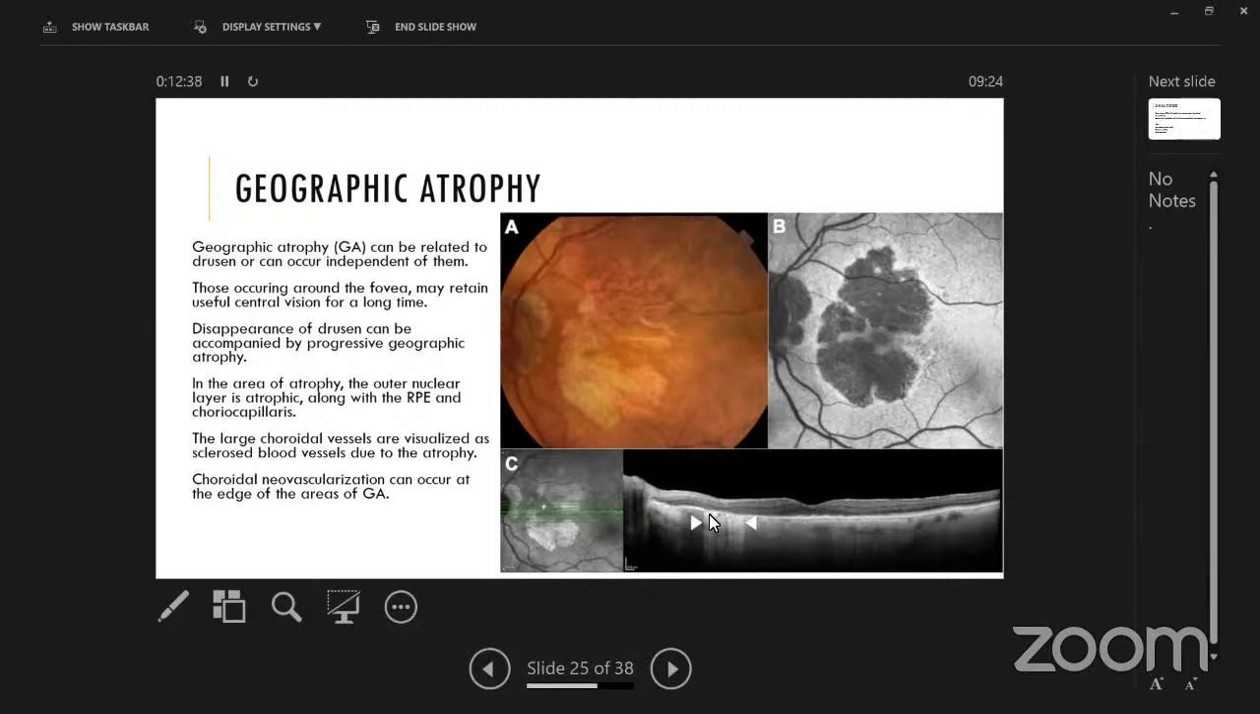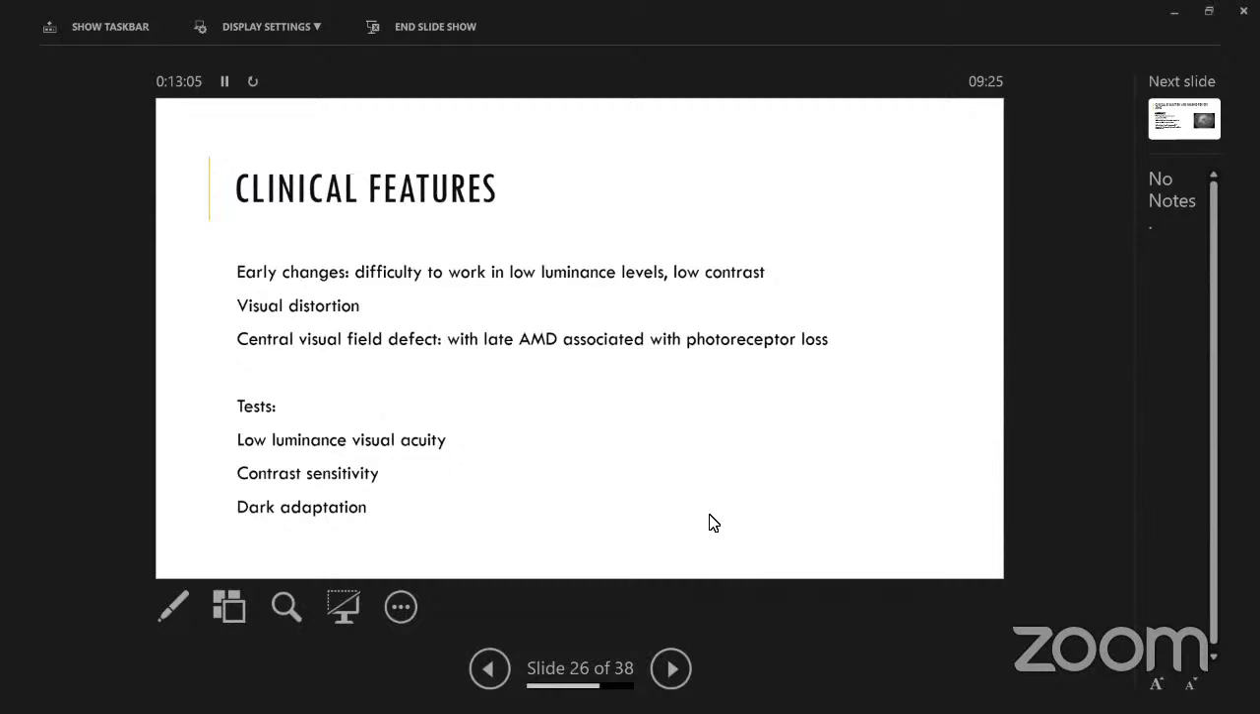In the area of atrophy, the outer nuclear layer is atrophic along with the RPE and choriocapillaris. The large choroidal vessels are visualized as sclerosed blood vessels due to atrophy. Choroidal neovascularization can occur at the edge of the areas of geographic atrophy. As we can see in the OCT picture on the right-hand side, we can see hyperfluorescence columns which indicate that there is RPE atrophy in that area.